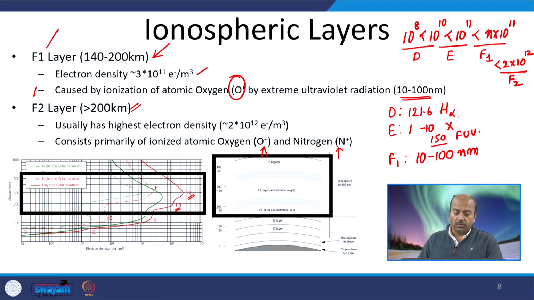So, the recombination processes have to be solely dependent on the availability of atomic ions, which means the radiative recombination process is the most dominant process. We already know very well that radiative recombination processes are slow, their reaction rate coefficients are very, very small, which means it is going to take a lot of time for the entire removal of charged species, which means they can persist during the night time as well. Okay. So, it consists primarily of ionized atomic oxygen and nitrogen ions.